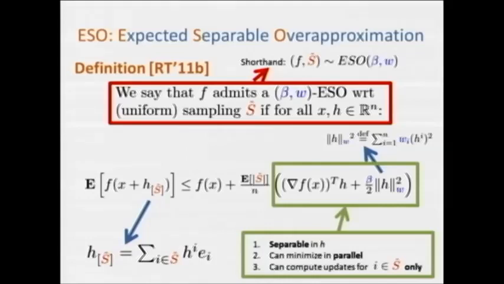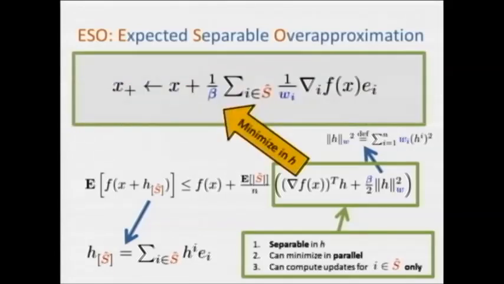Once you have the ESO for the function and S hat, which means you have these parameters beta and w, which are actually parameters for your method, then you minimize this right-hand side, and that's your next iterate. Okay? So this is how it's going to look in this case. If you minimize it, just set the derivative equal to 0, it is a convex quadratic, this is what you get. So you go in these coordinate directions, you take partial derivatives, step size is 1 over w_i, but they're kind of either averaged or summed up or something like that, right?